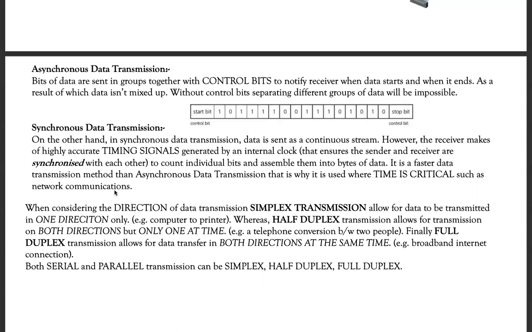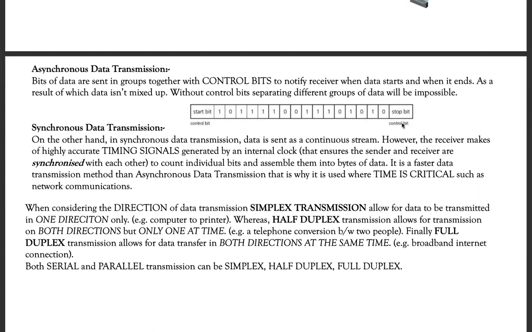So, as you can see here, a sequence of data followed by a control bit. Based on the use of these control bits, my receiving device, which is my computer, is capable of distinguishing between the different data that I'm sending.